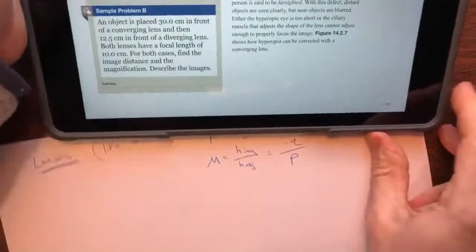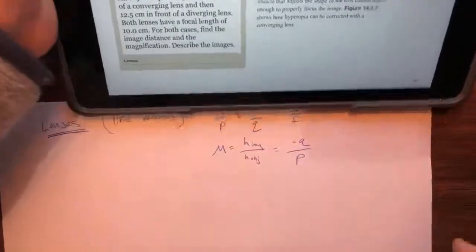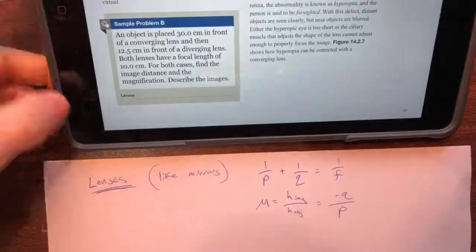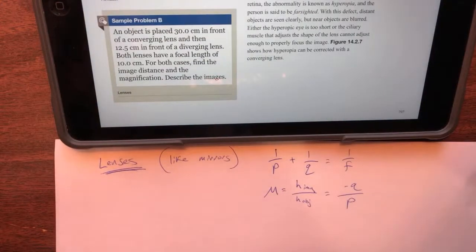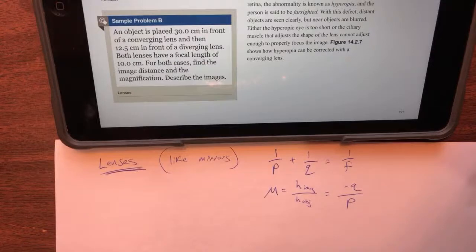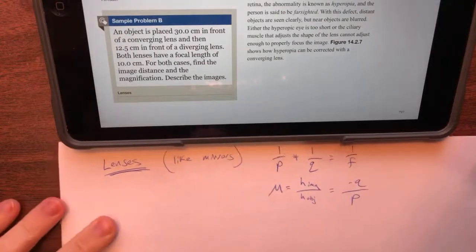All right. So we have an object here in our sample problem B on page 797. It is placed 30 centimeters in front of a converging lens, and then 12.5 centimeters in front of a diverging lens. Both have a focal length of 10 centimeters. For both cases, find the image distance and describe the magnification and describe the images. Sorry about that. All right, so let's see what is going on here. We have 2 different situations. We've got a converging lens and a diverging lens.